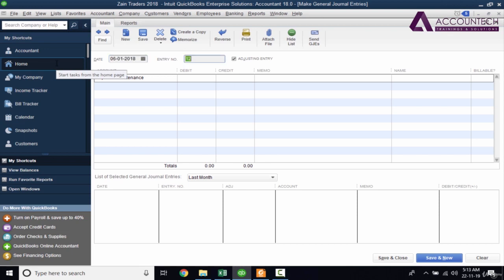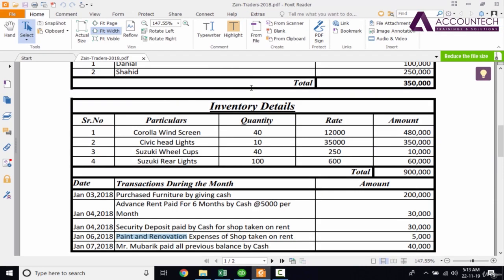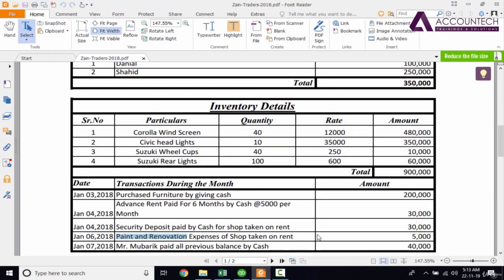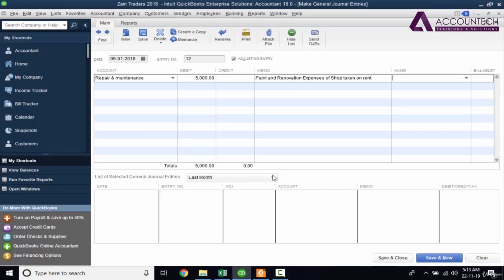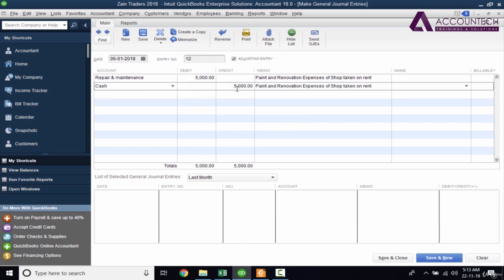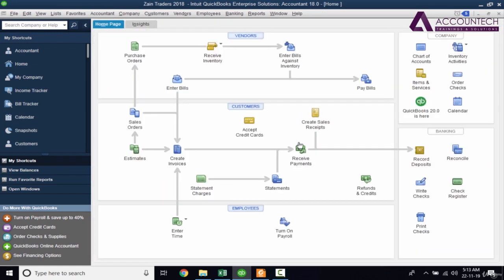January 2018. Okay, the amount is 5,000 rupees, and memo is this description. We will paste it here, tab, and then cash will be credit. 5,000 is cash credit and 5,000 is debit in repair and maintenance. Save and close. We don't need to check its journal entry because it's already a journal entry, right? So this is how you can enter expenses payment that is made by cash.